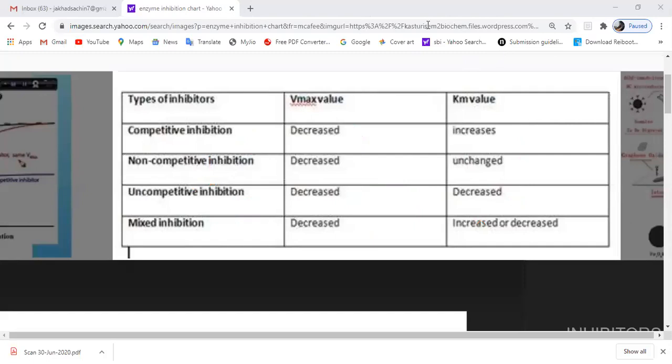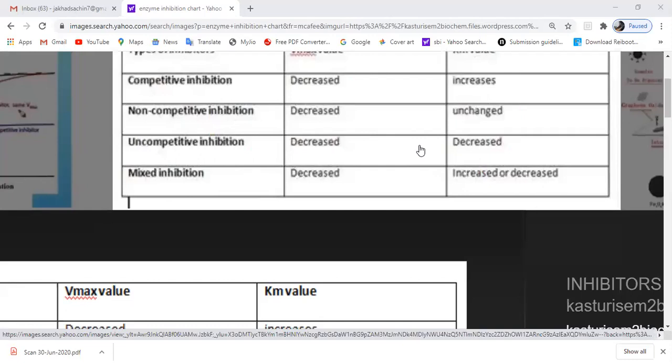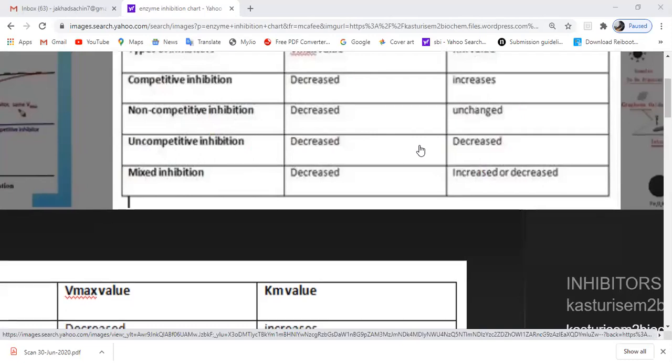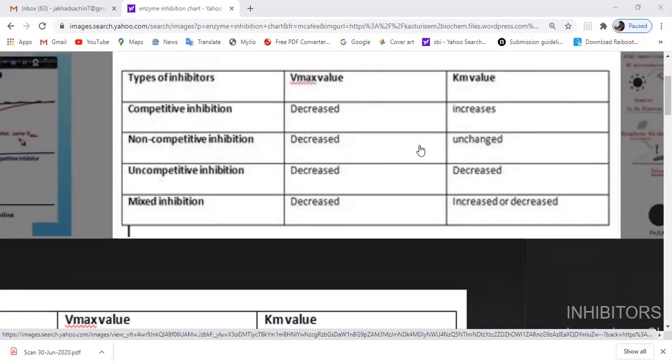Okay, fine. So there is a query. This is different from the table diagram. In the table it is mentioned Vmax decreases, and here unchanged, for competitive. Is it so? Oh yes, actually it is written like it is decreasing, but yes, Trishla, you got the right point.